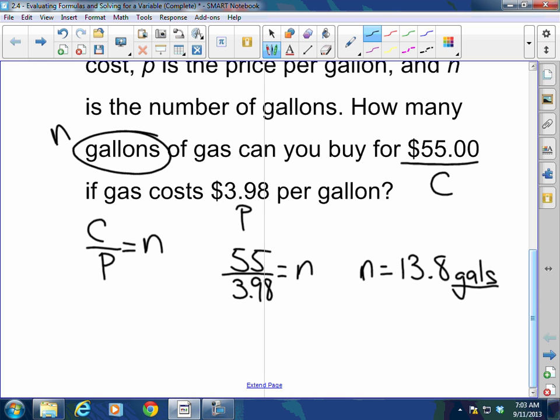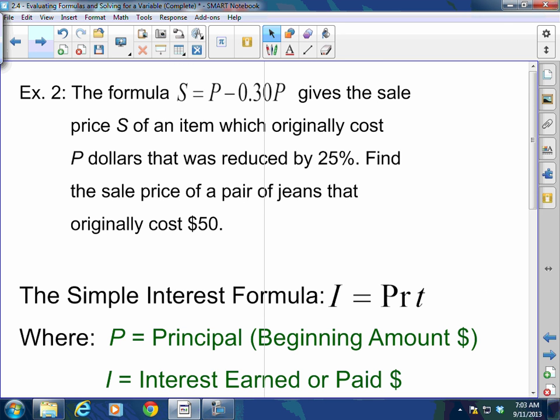Please remember that it's very important when we're dealing with formulas and evaluation that you always put the units. Units are very important. If you just put 13.8, no one really knows what you're talking about. Is it $13.8? Is it 13.8 gallons? Is it just 13.8? I mean, what is it? So whenever we're dealing with formulas and equations that have units, please remember to put the units. All right, let's check another one out.